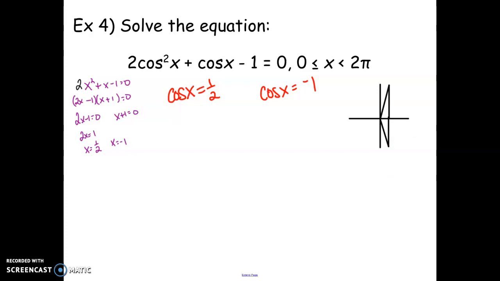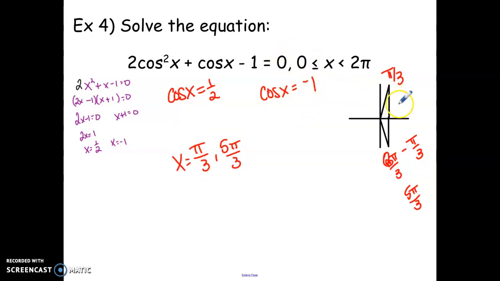Switch back to my red. Okay, so I get pi over 3 here, and then this one is going to be 2 pi minus pi over 3. So if I make that common denominators, I get 11. 2 times 3 is 6, guys, not 12. Sorry about that. Let's try that again. So 2 pi minus pi over 3 gives me 6 pi over 3 minus pi over 3. So 6 minus 1 is 5 pi over 3. So those are our two answers here for this first one. So x is going to equal pi over 3 and 5 pi over 3.